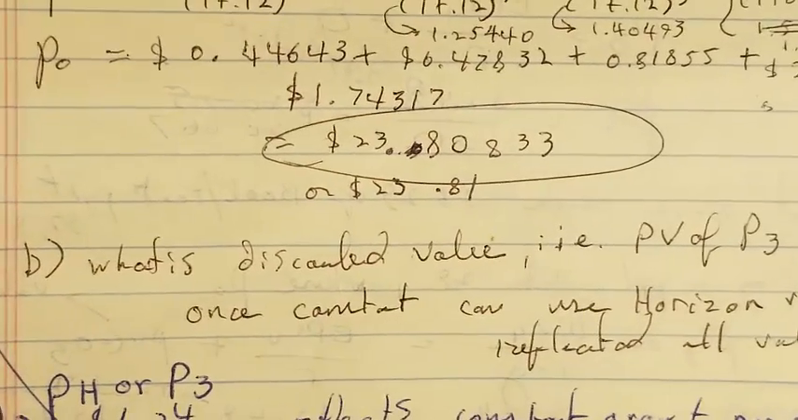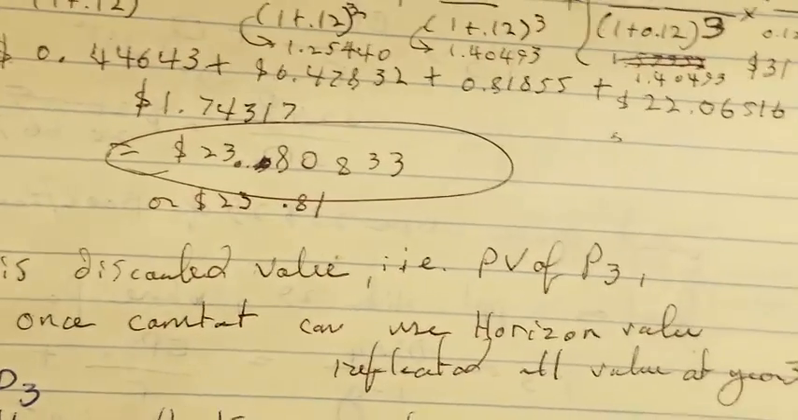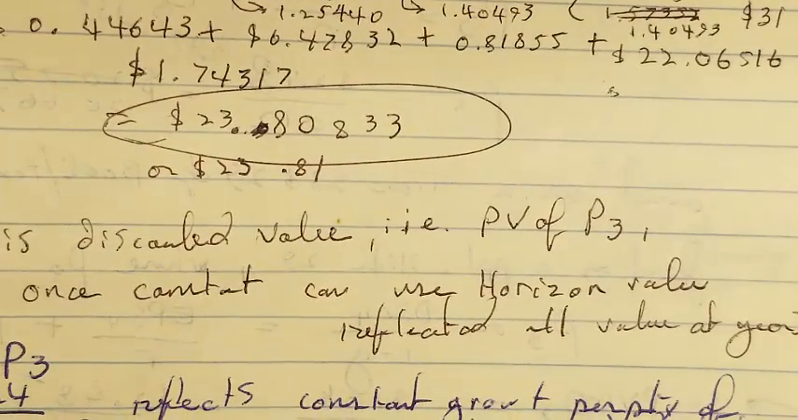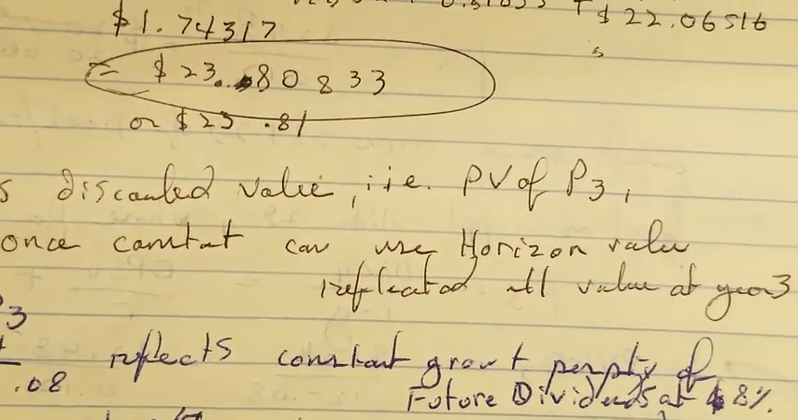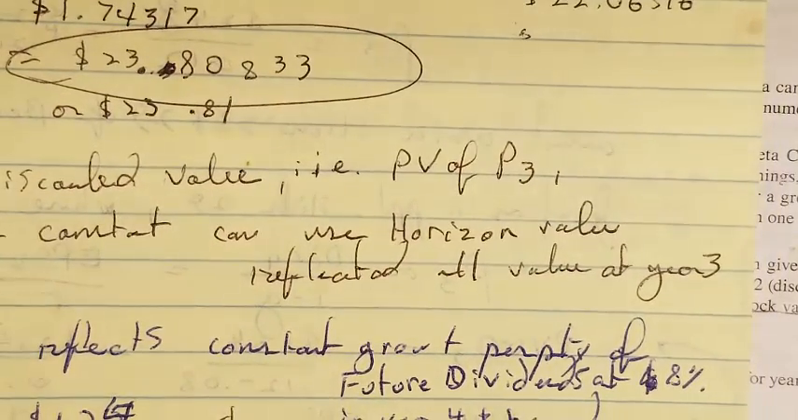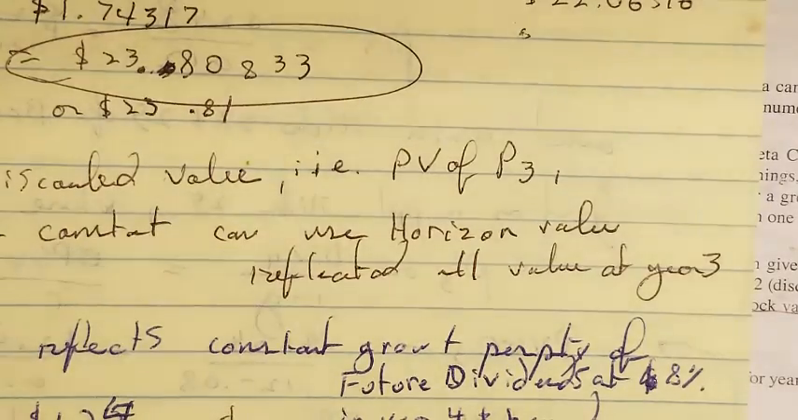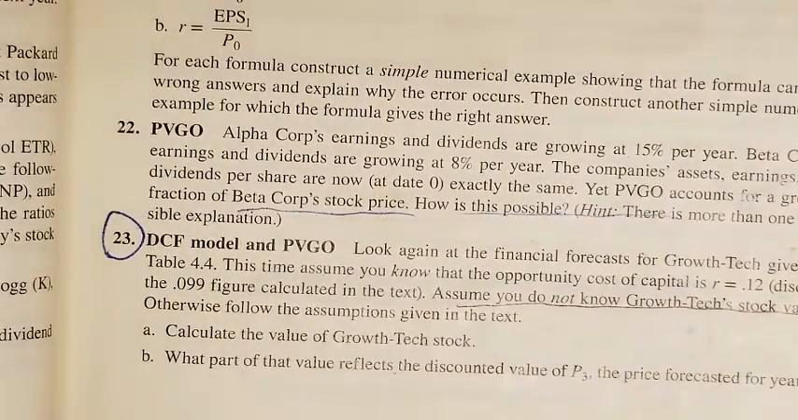Now the next one says, what's the discounted value of the present value of P3? That's basically once it goes constant, or uses the horizon value, reflecting all value after year 3, during and after year 3. So let me look at the question again. It says, what part of the value reflects the discounted value of P3, the price forecast for year 3?